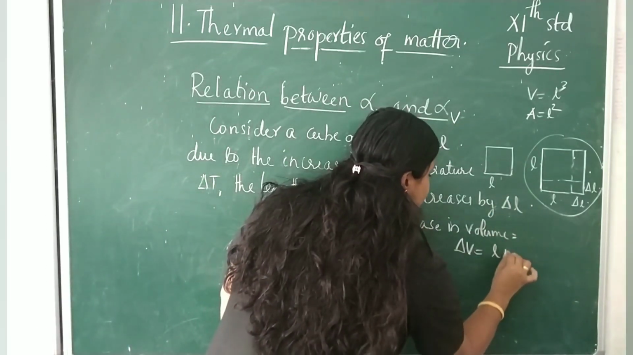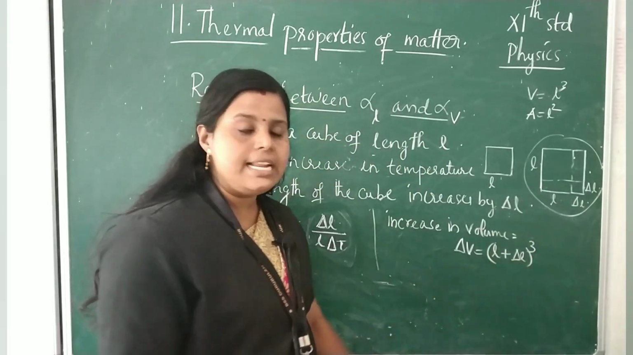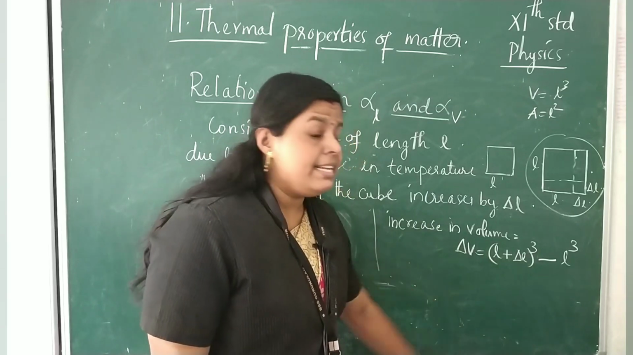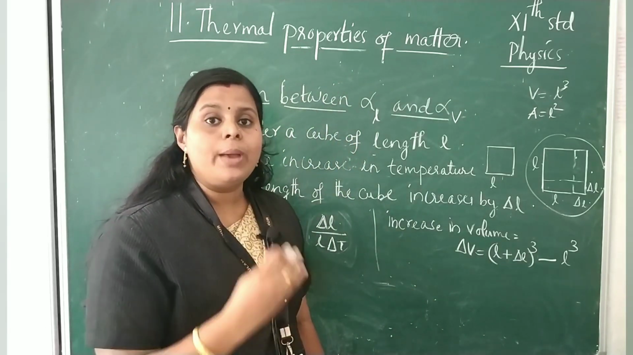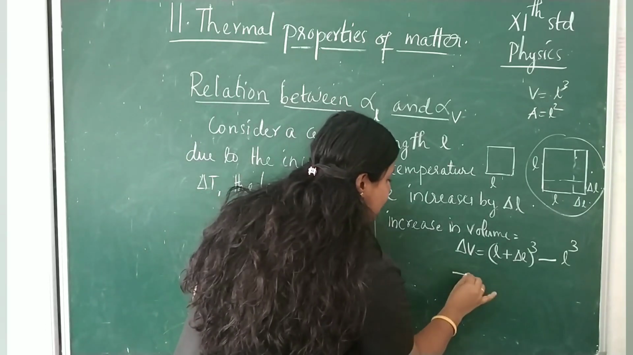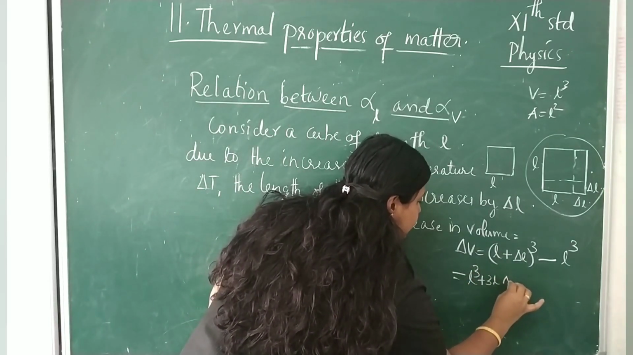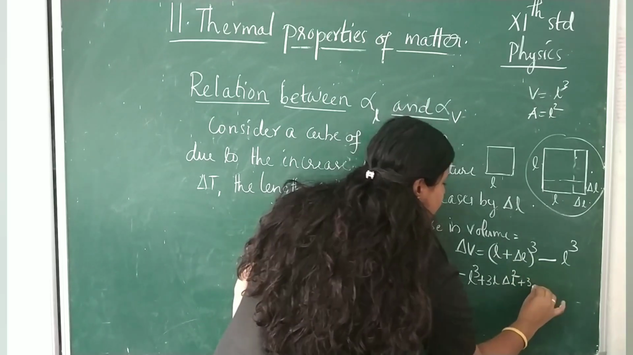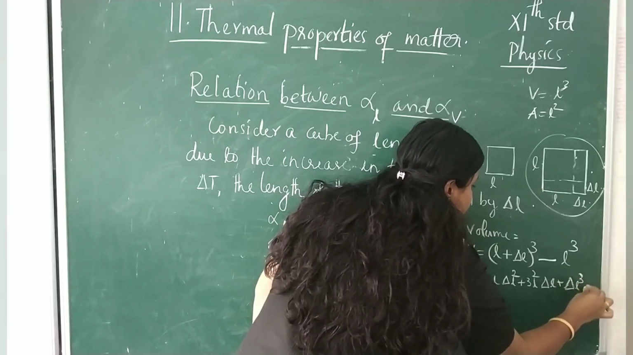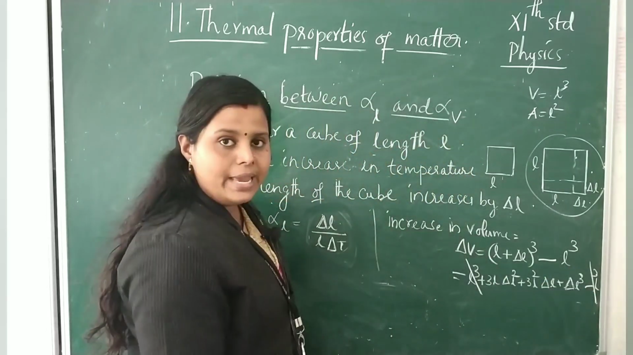So final volume means the volume when the length has increased by delta L. So L plus delta L whole cube minus L cube. Okay, now L plus delta L whole cube. What is A plus B whole cube? A cube plus 3A square B plus 3AB square plus B cube. So in such a manner we can expand this function, that is L cube plus 3L delta L square plus 3L square delta L plus delta L cube minus L cube. Okay, so here L cube minus L cube get cancelled.